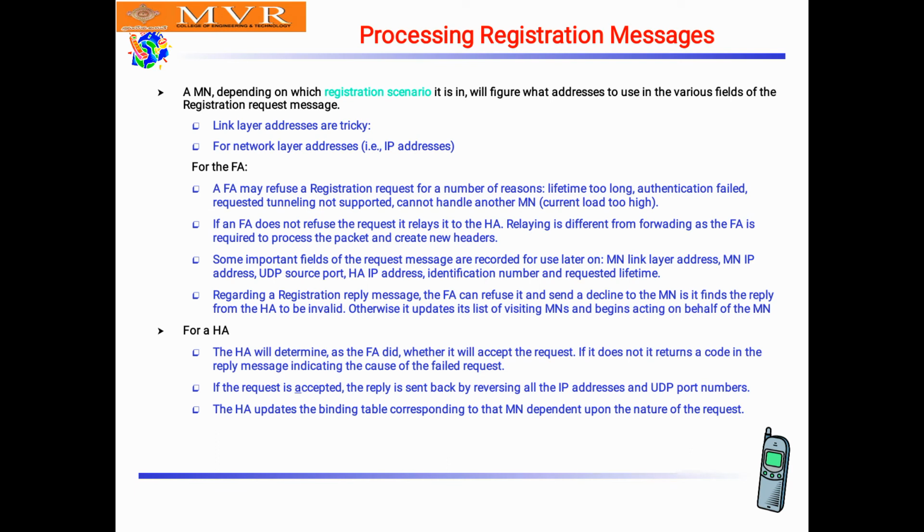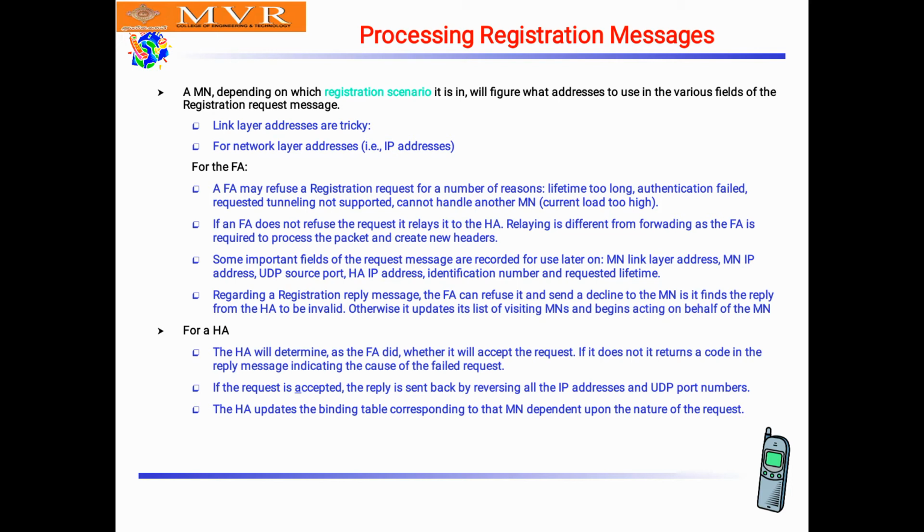Processing registration messages. In processing registration messages, the scenario uses the registration request message. As we saw earlier in the sequence diagram, the mobile node registers depending on the scenario of the foreign agent and at the same time the home agent. So it will use the link layer address and the network layer address. Mostly the registration scenario will use the link layer address or the network layer address.